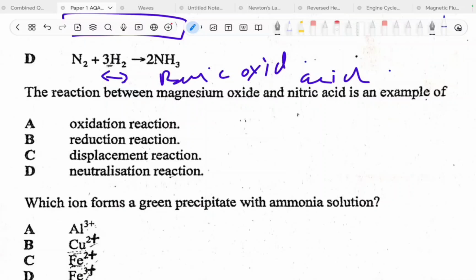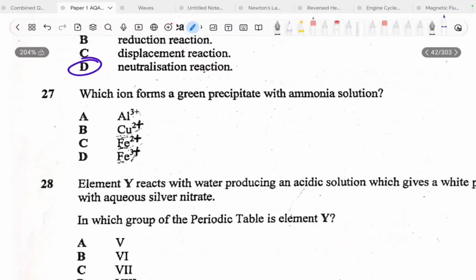So base, acid, acid-base reaction, so it's a neutralization reaction. Which ion forms a green precipitate with ammonium solution?